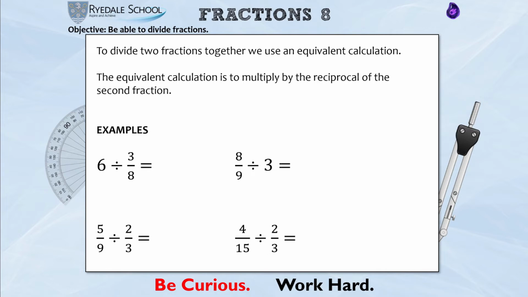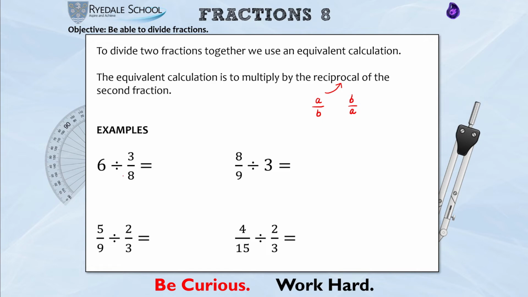So I've said to divide two fractions together, we are going to use an equivalent calculation. The equivalent calculation is to multiply by the reciprocal of the second fraction. Now, reciprocal might be a completely new word to you. It's going to come up more in GCSE. But basically what a reciprocal is, if I have a fraction, a divided by b, the reciprocal of it is the numerator and the denominator switched around. So it'd be b divided by a. So in essence, what we are going to do today is we are going to leave our first number or fraction alone, and we are going to multiply by a reciprocal.